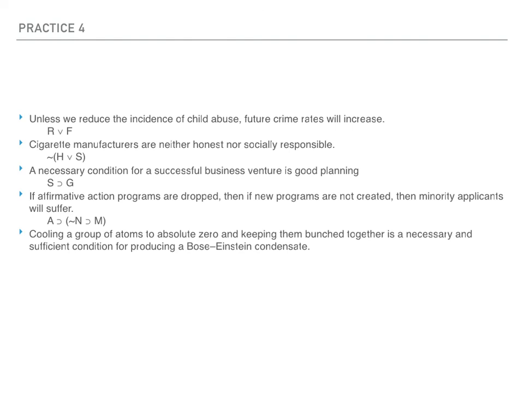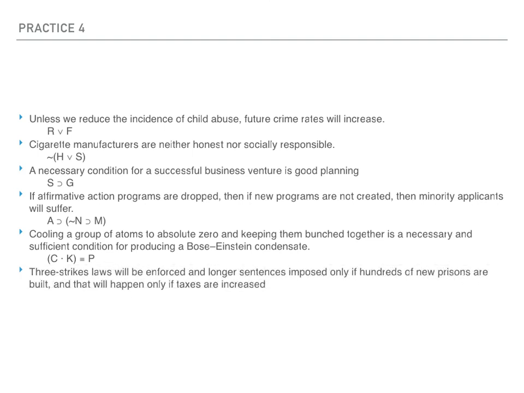Okay, so let's take another sentence here. We're nearing the end. It says, cooling a group of atoms to absolute zero and keeping them bunched together is a necessary and sufficient condition for producing a Bose-Einstein condensate. So here again, we see the necessary and sufficient condition stuff. And so we know what that indicates to us. That's a triple bar. On the one side is that we produce a Bose-Einstein condensate. And on the other side is this conjunction, so that we cool a group of atoms to absolute zero and also keep them bunched together. And so that indicates that we have a C.K, cool and keep, and that there's a triple bar to the producing of the Bose-Einstein condensate.